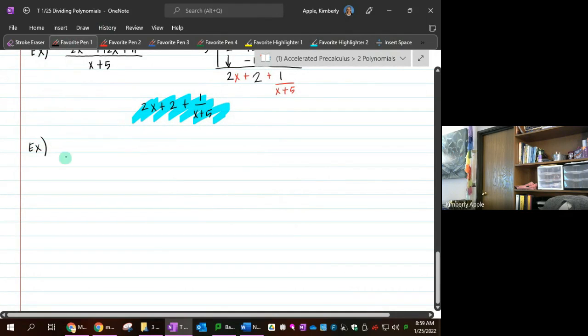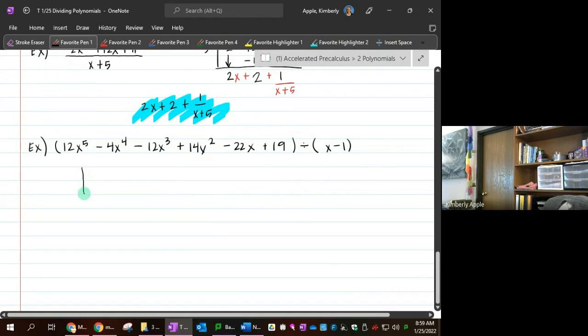This would be 12x to the 5th minus 4x to the 4th minus 12x to the 3rd plus 14x squared minus 22x plus 19. Where my pen go? There. And then all of this divided by x minus 1.